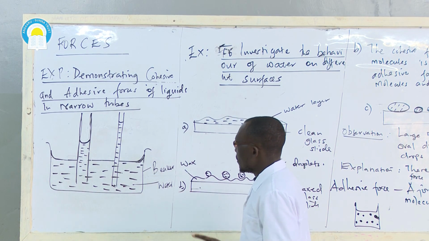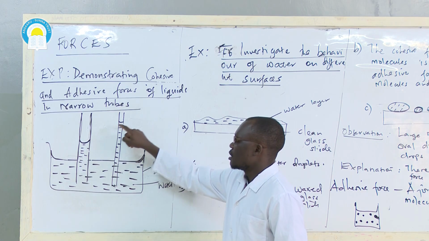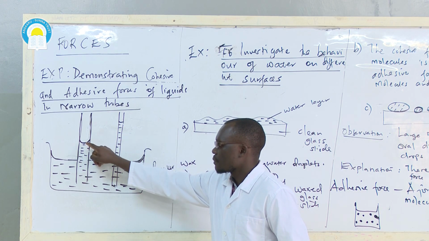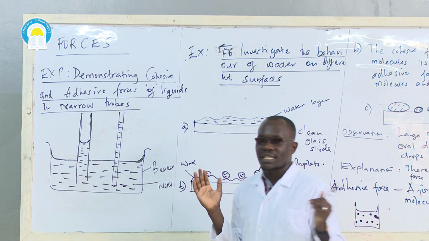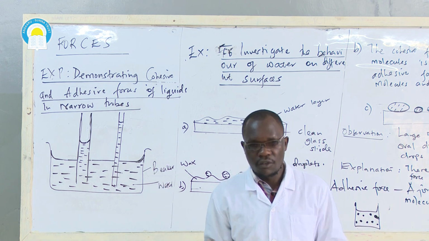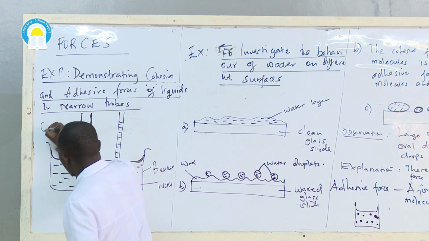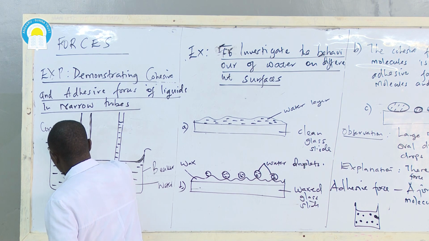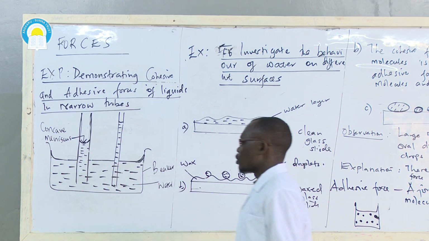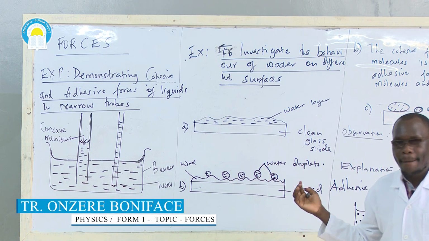Another observation, I might insist on this one, is the meniscus. Always we forget about this one, the meniscus. When you look at the way the water is curving upwards, forming what I called a concave meniscus. Concave meniscus. In other words, the water seems to be curving upwards.